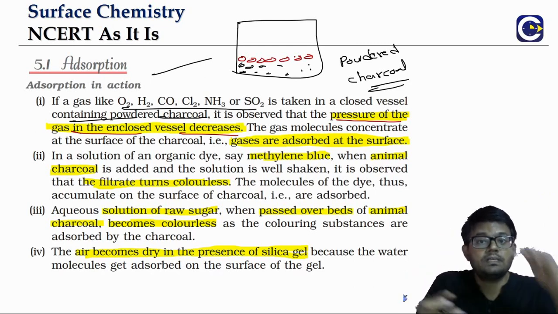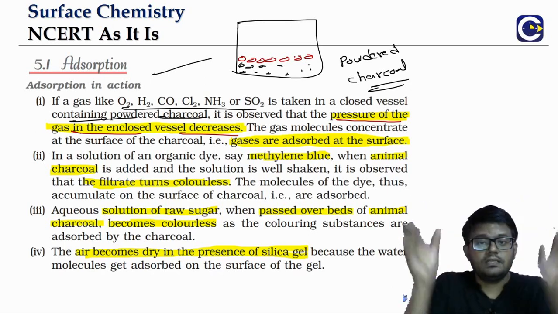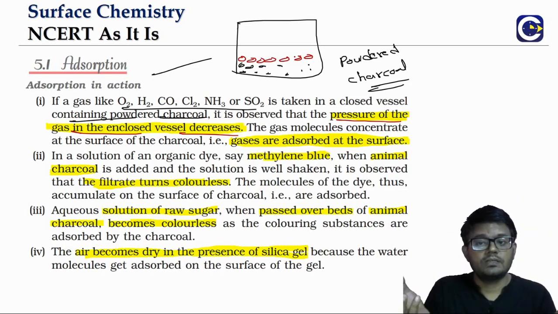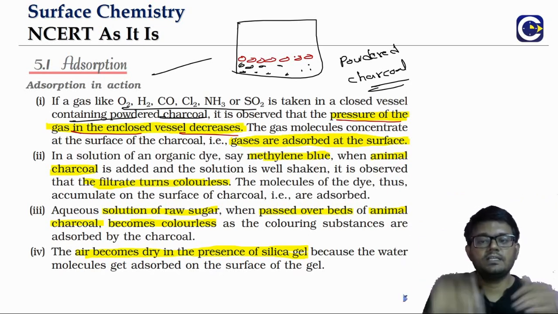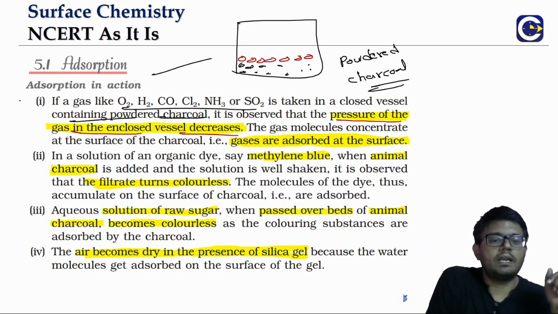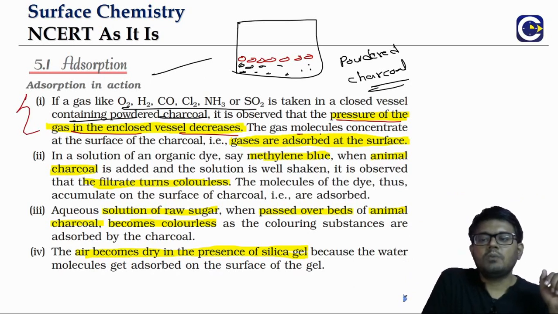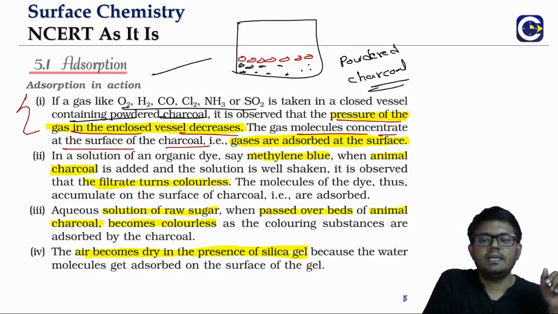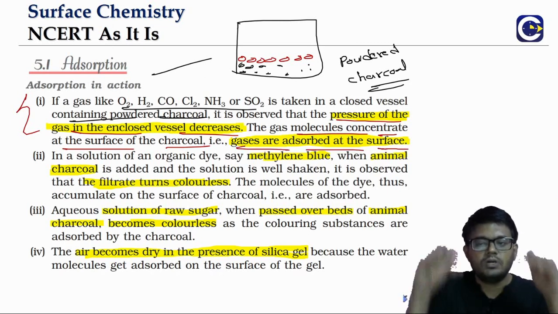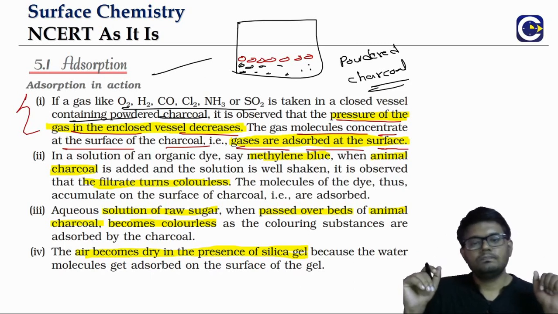Because of this, what happens? The number of particles in the gas medium will be what? Reducing. So pressure obviously will be reducing. So what is the reason for the decrease of pressure? See, all these are possible reasoning questions. What happens? The molecules of the gases will concentrate at the surface of the charcoal. In other words, we can say the gases are adsorbed onto the surface of the charcoal.